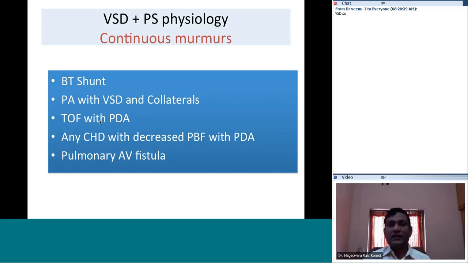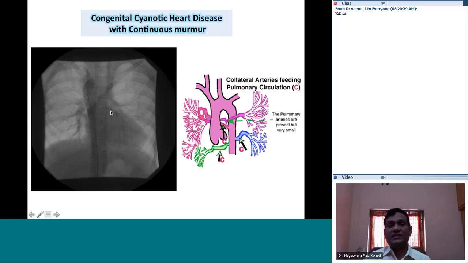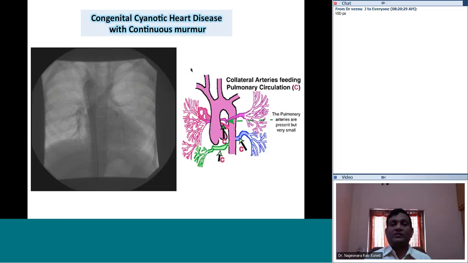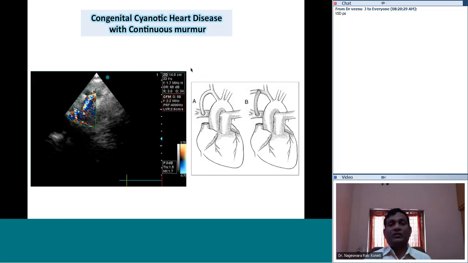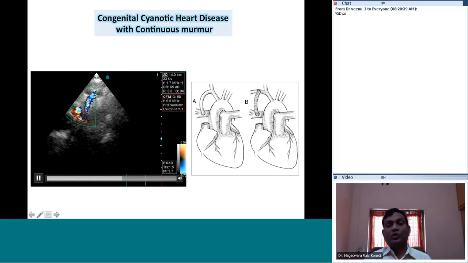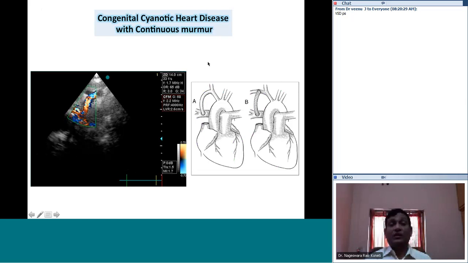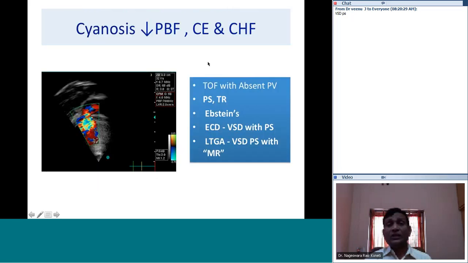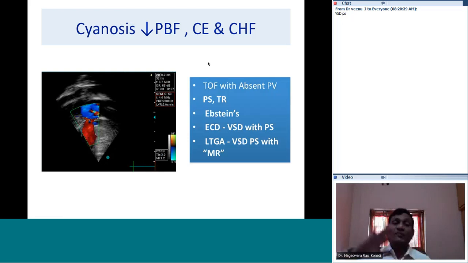So this is an example of pulmonary atresia with VSD where there are multiple collaterals. If you auscultate the back of the chest, interscapular region, axilla and infraclavicular region, you appreciate continuous murmurs that are due to collaterals. This is another example, you can see the BT shunt, and I am sure that you all appreciate the continuous murmurs in the right or left infraclavicular region. So this is the classical to-and-fro murmur. You can see the blood going into the pulmonary artery from the right ventricle with an obstruction and regurgitation.